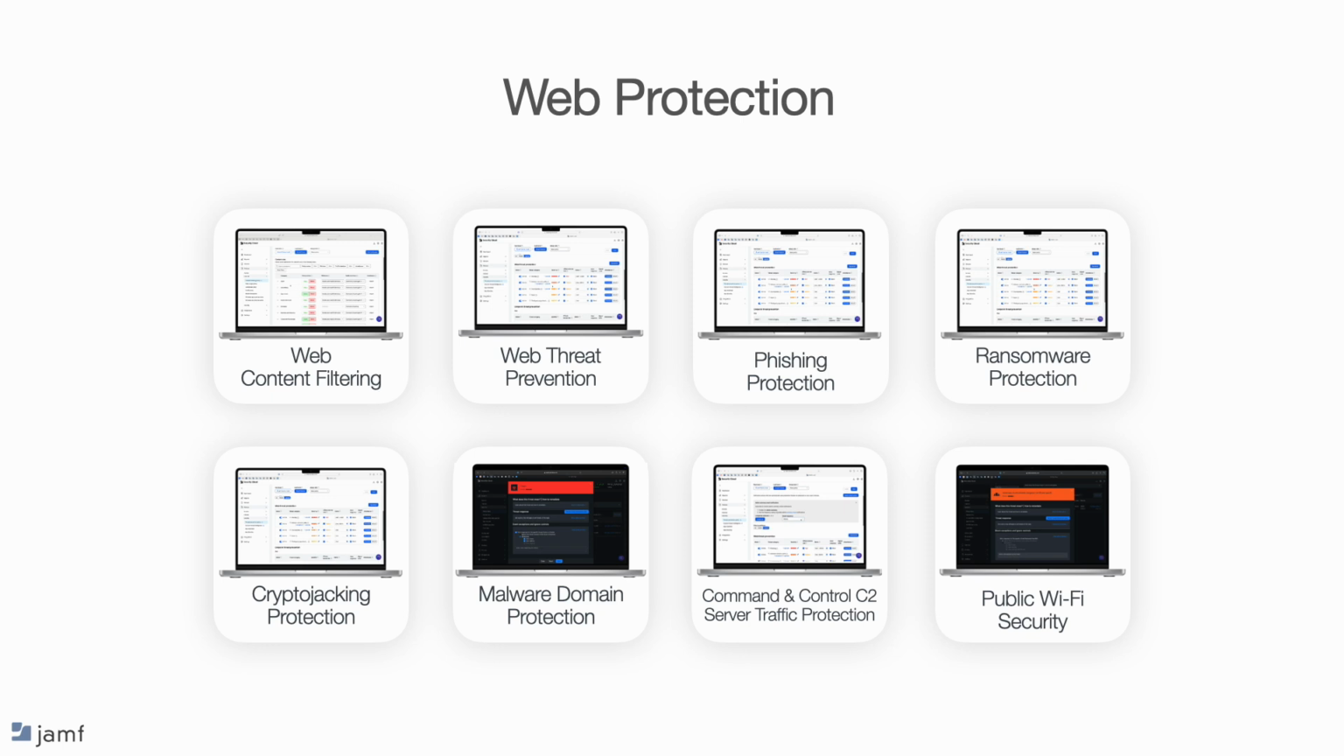Jamf Web Protection enforces acceptable use policies and blocks threats in real time across applications and browsers. Utilizing category-based filtering and advanced machine learning threat prevention, it effectively prevents phishing, ransomware, cryptojacking, and malware. Simultaneously, it safeguards users on public Wi-Fi against interception and data theft. The remarkable security capabilities included within Jamf for Mac are truly impressive.